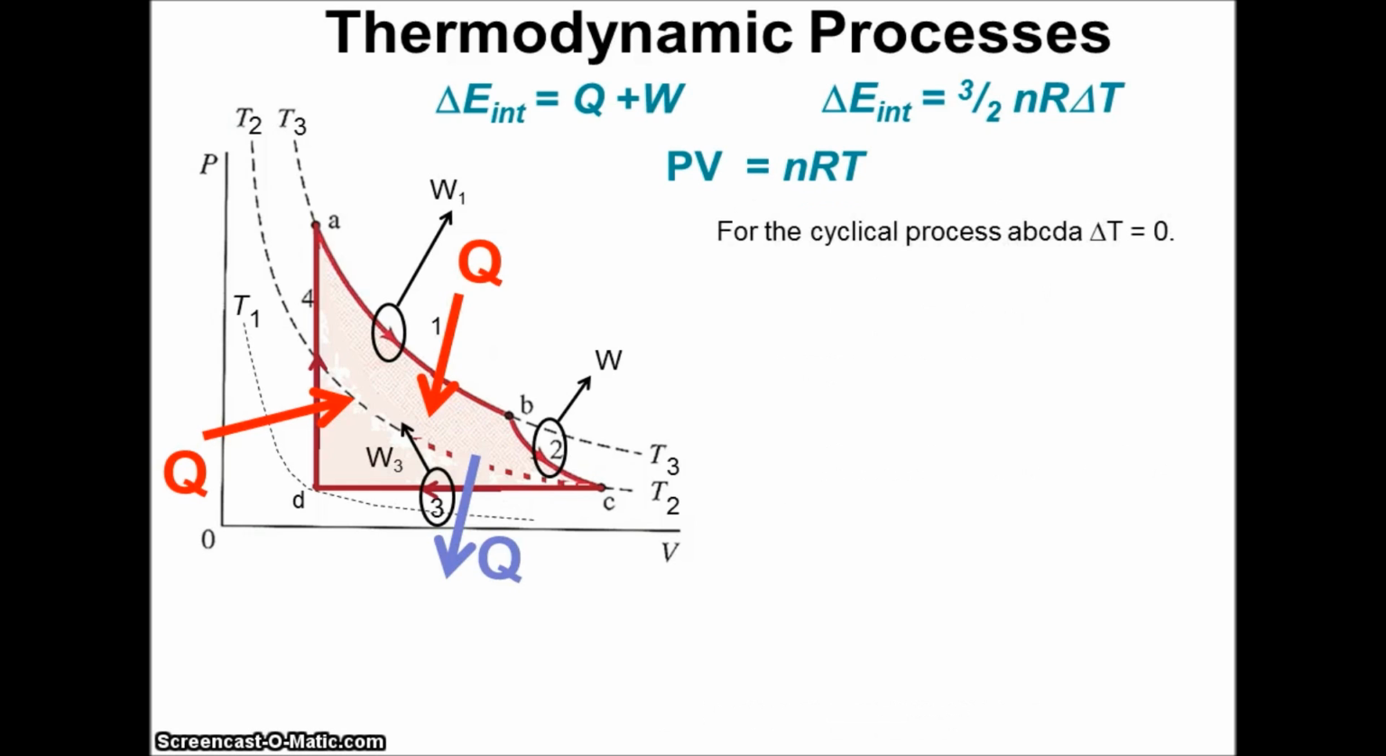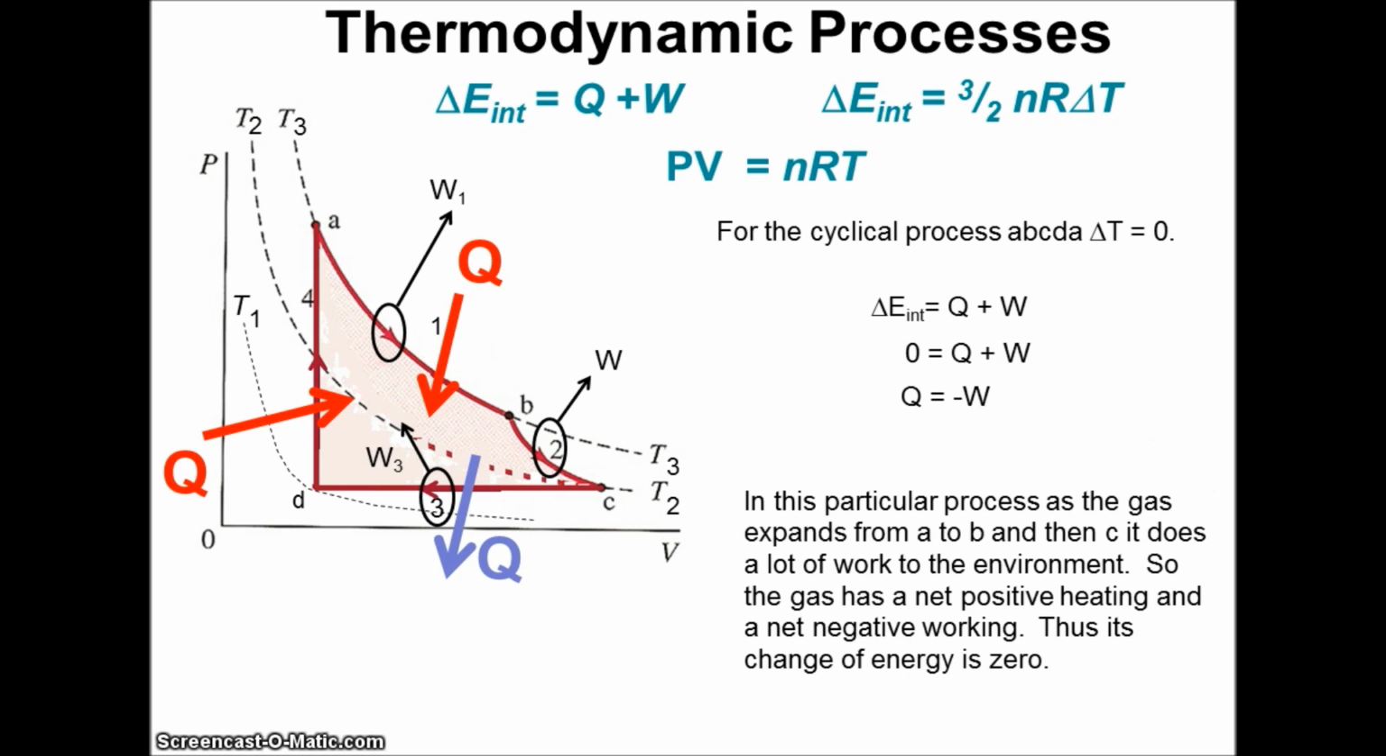For the cyclical process, A, B, C, D, the change in internal energy is 0, and so I must have backed up. In this particular process, as the gas expands from A to B and then C, it does a lot of work to the environment. So the gas has a net positive heating and a net negative working. Thus its change in energy is 0. So it does work to the environment.